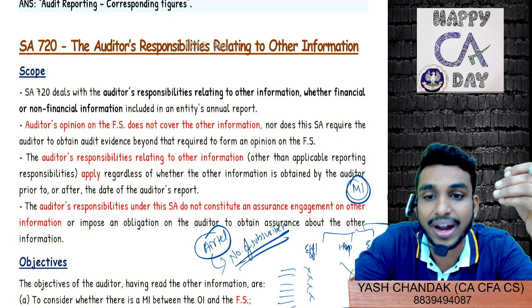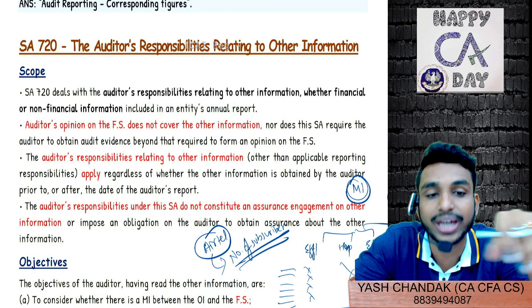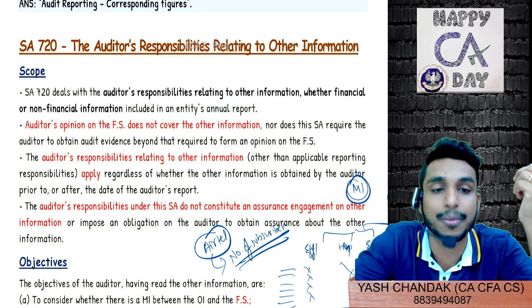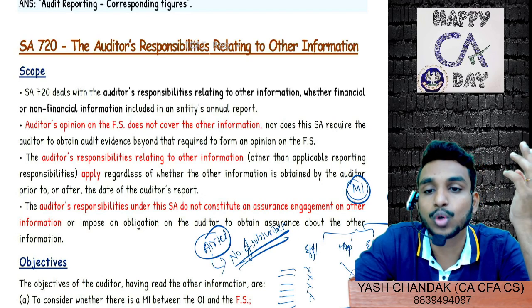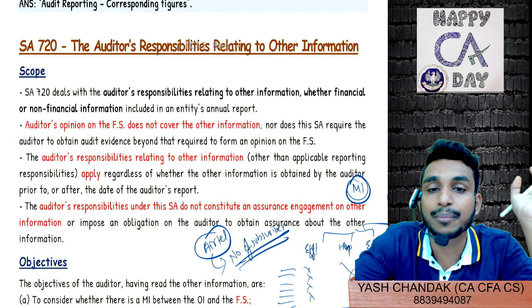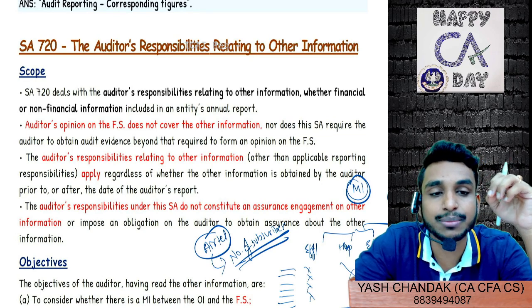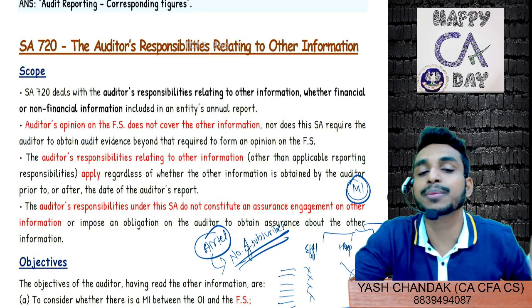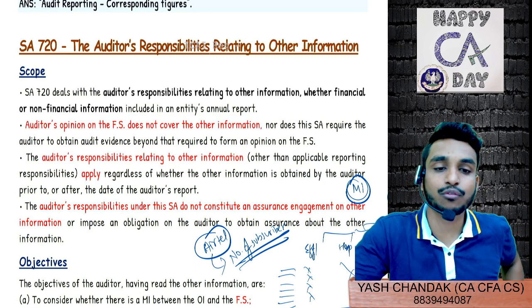If we find there is an MMS in OI, then we will ask the management to rectify the same. We will also ask the management to rectify if we find there is an MMS in the FS, and you know the rest of the procedure, right? It is the same as SA 450. What happens after we tell the management to correct? If management agrees, then well and good. If however management does not agree, then what do we do?